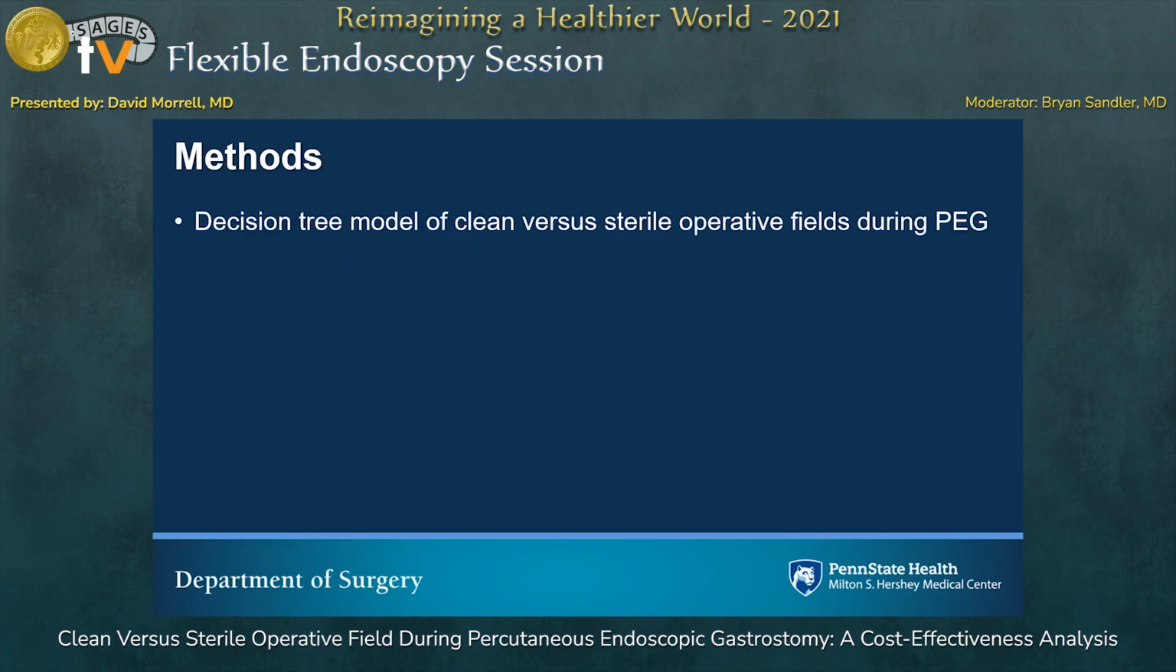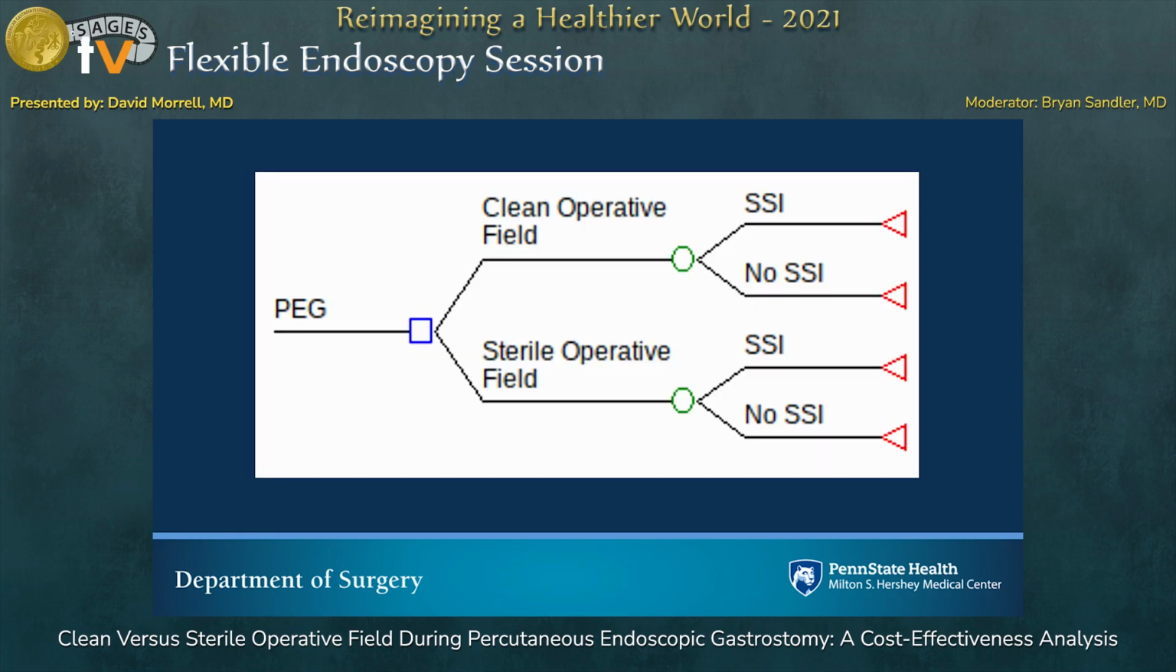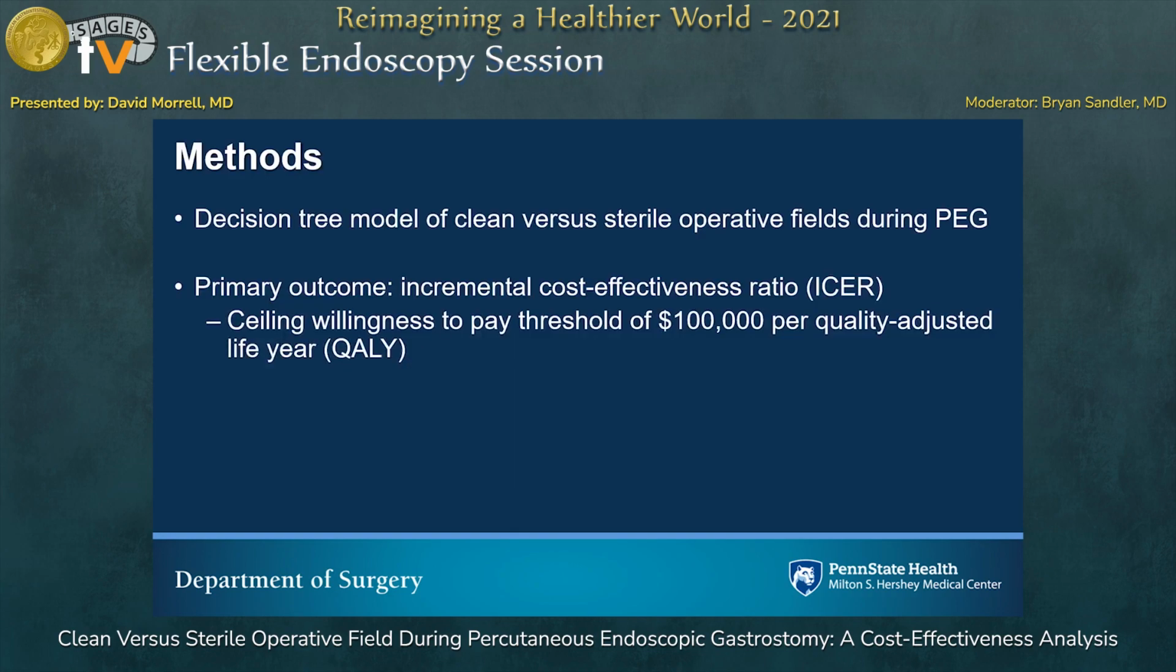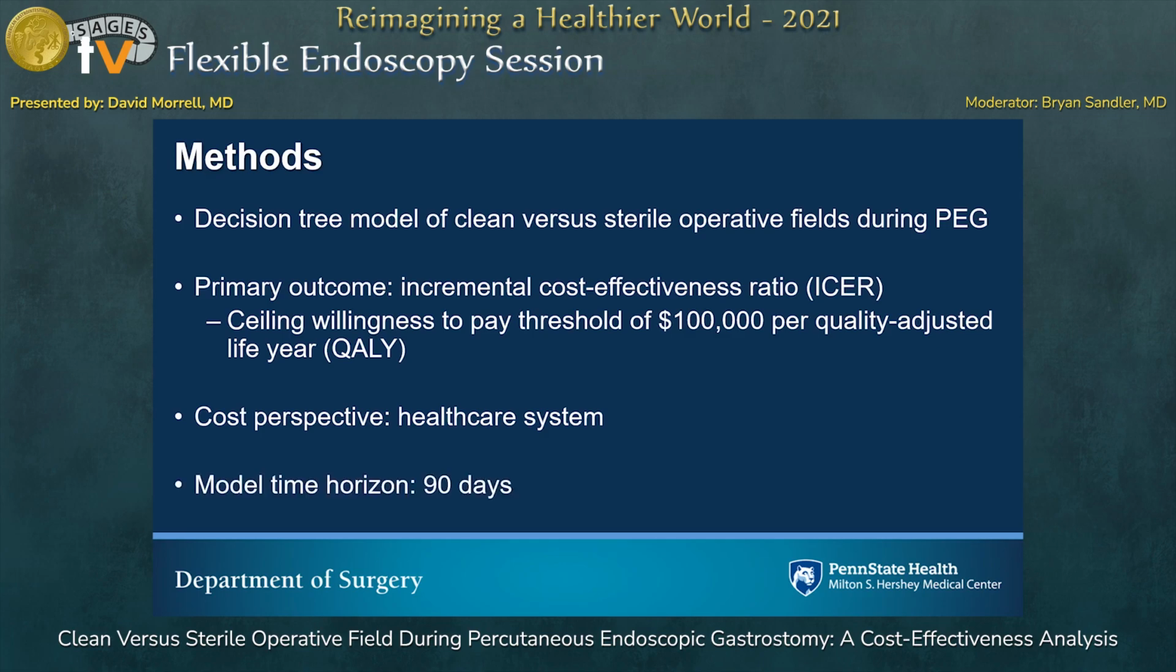We created a decision tree model of clean versus sterile operative fields during PEG procedures, as shown here. At the decision node, you can choose to do a clean procedure versus sterile, and based on chance, or the probability of that decision, would result in either a surgical site infection or not. The primary outcome of our study was the incremental cost-effectiveness ratio, or ICER, and that was measured with the ceiling willingness to pay threshold of $100,000 per quality adjusted life year, or QALY. The cost perspective was from the healthcare system, and the time horizon of our model was 90 days.